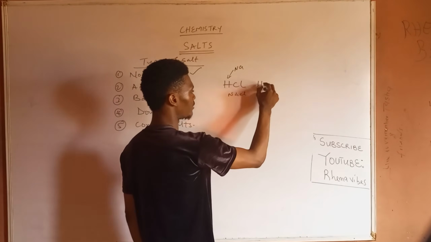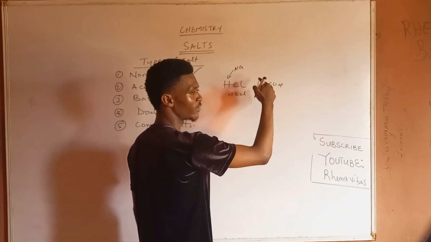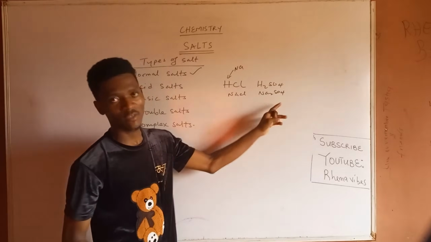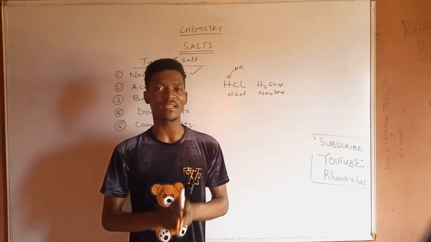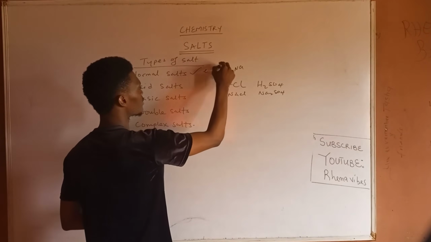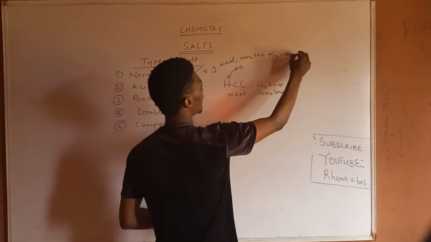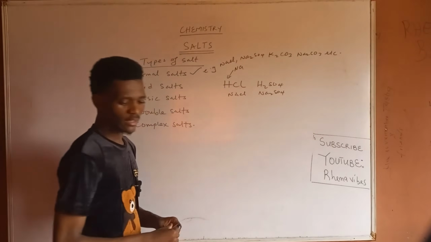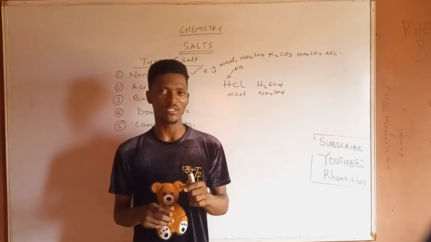Now let me give you another illustration. H2SO4. How many H do you have in this compound? Two. So if I replace the two H with metallic ions, it forms Na2SO4. This also is a normal salt. So when all the hydrogens are completely replaced by metallic ions, you can call it a normal salt. Examples of normal salt include NaCl, Na2SO4, K2CO3, Na2CO3, and the rest. Okay? Again, one unique thing about normal salts is that they are usually neutral to litmus. And what does that mean?